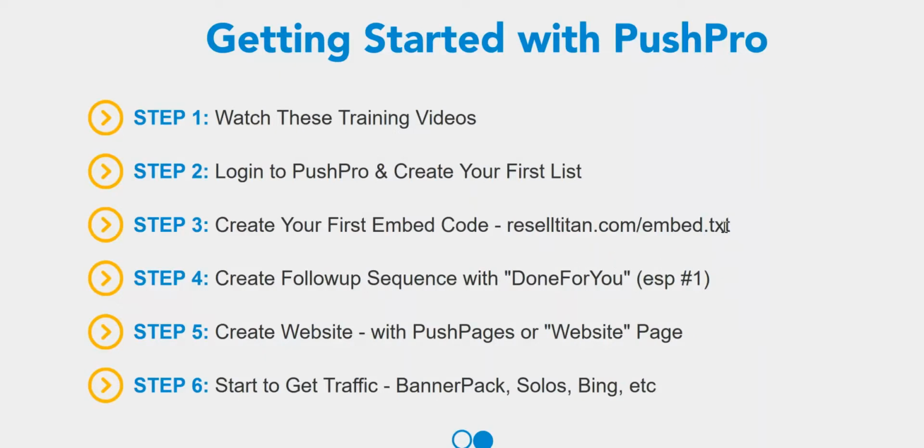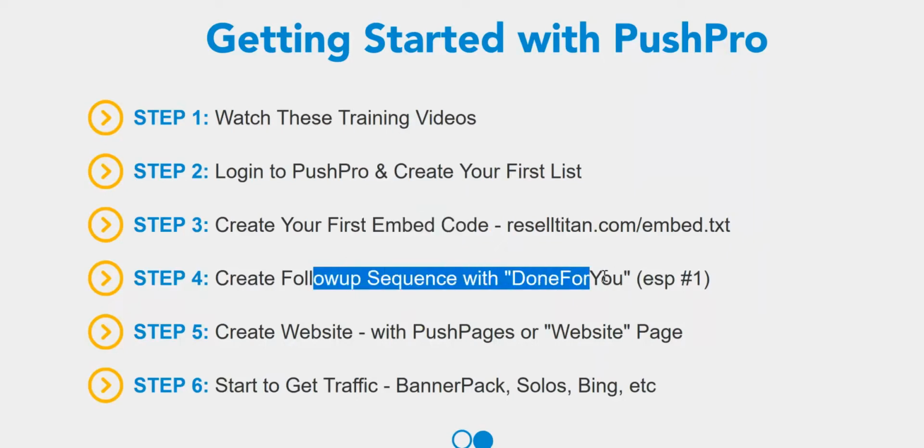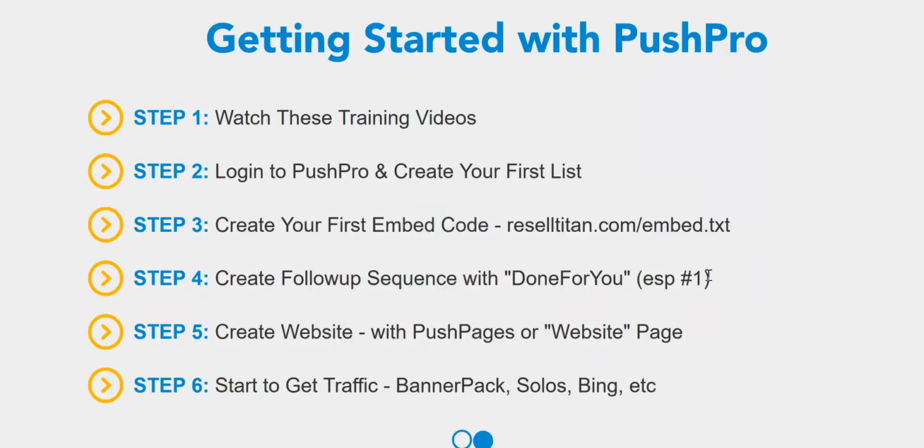Once we've done that, we now have our list set up, we have our embed code set up, and we have our first follow-up sequence, and potentially a few follow-up sequences that you've set up. So what we need to do now is to create our first website. And there are 2 ways to do this. One is using instant push pages, which is a separate software tool, or the second way is to use one of the websites that I provide inside of the Push Pro software.